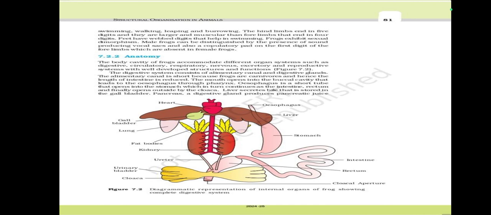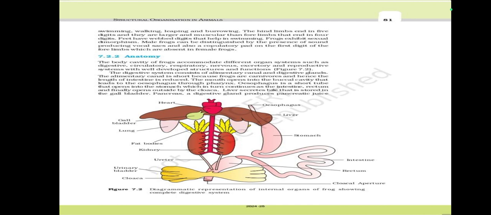Anatomy: the body cavity of frog accommodates different organ systems such as digestive, circulatory, respiratory, nervous, excretory, and reproductive systems with well developed structures and functions, which is shown in Figure 7.2. The digestive system consists of the alimentary canal and digestive glands.